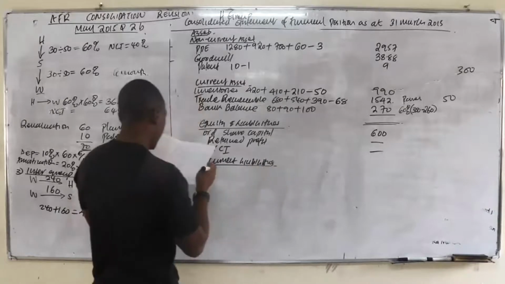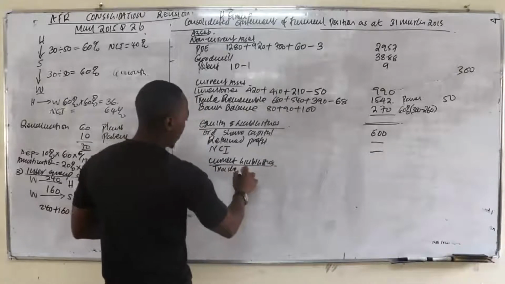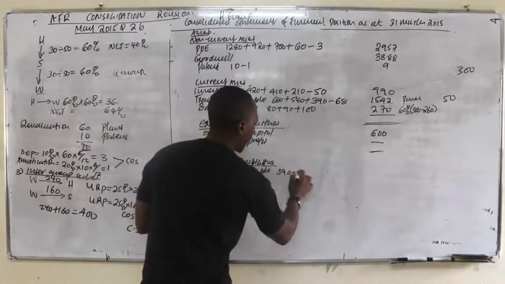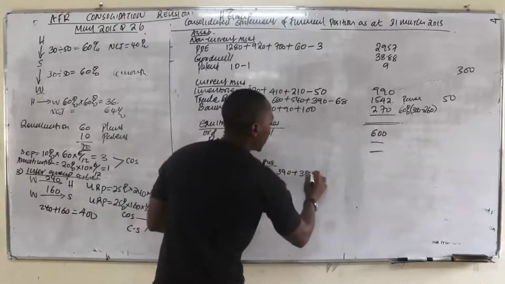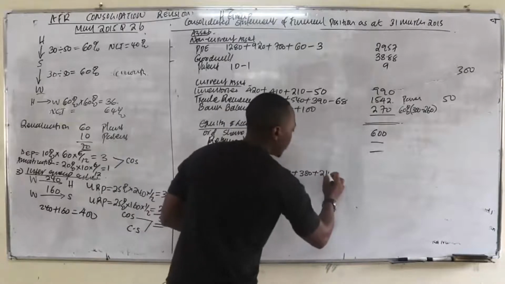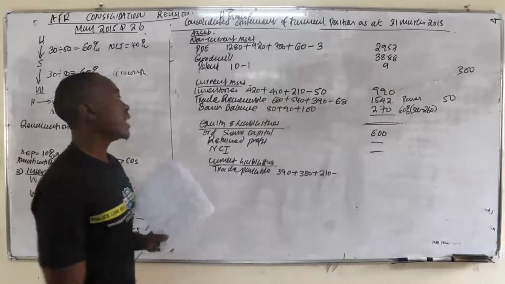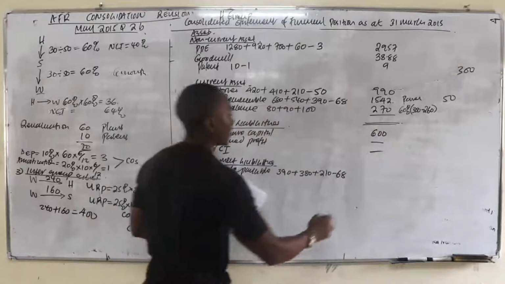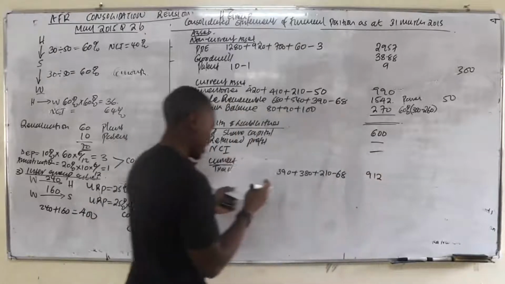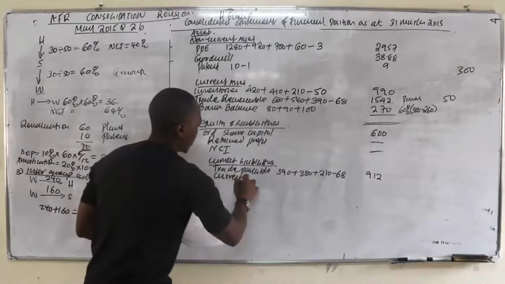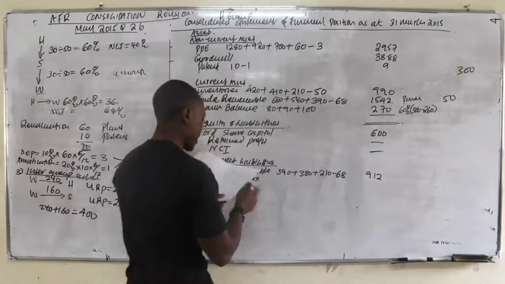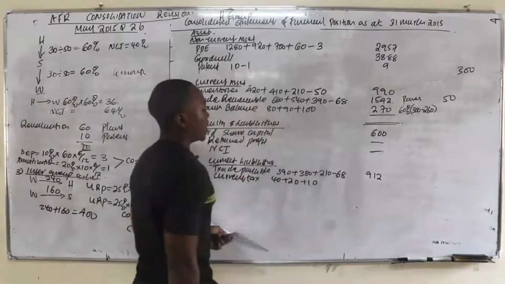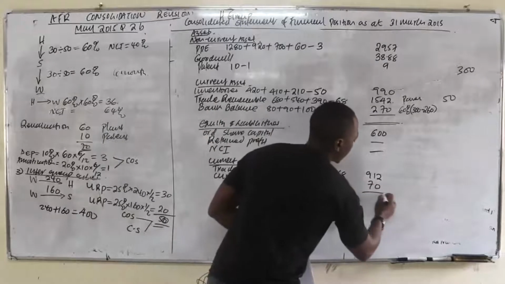Under the current liabilities, we have trade payables. How much is the value of the trade payable you take? 390, you add 380, you add 210, you deduct 68, the intergroup balance is 68. You get 912. Then we have the current tax. And the value of the current tax, it's 40 plus 20 plus 10, and you get 70.